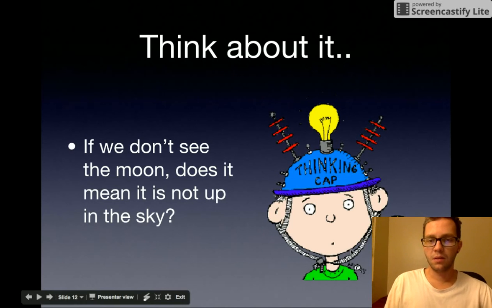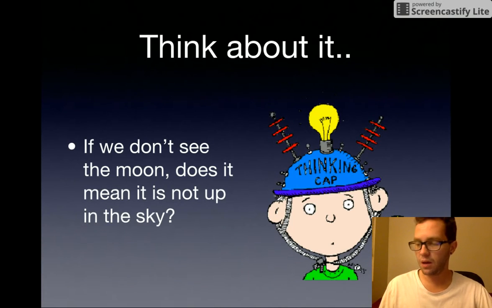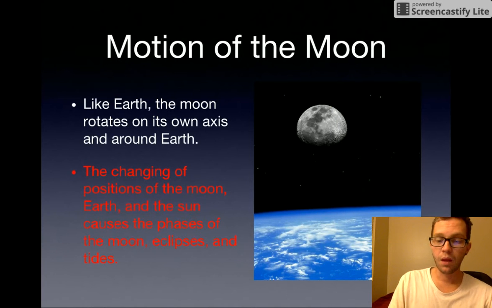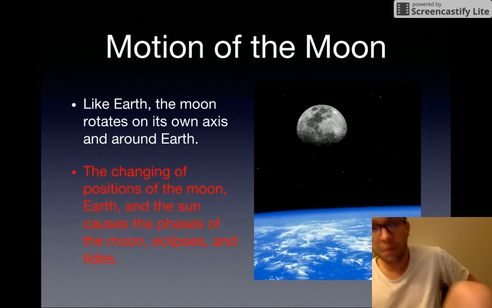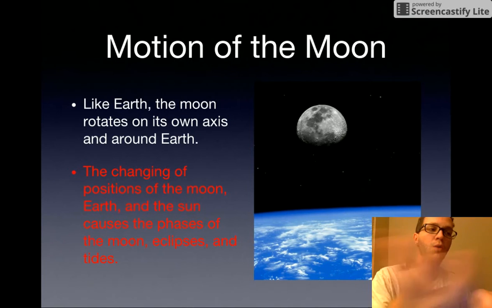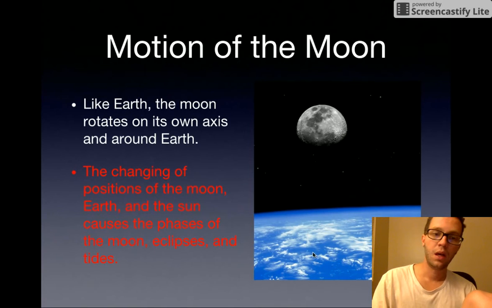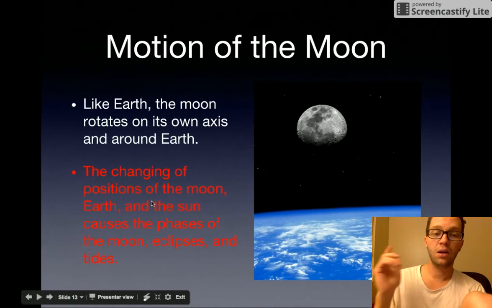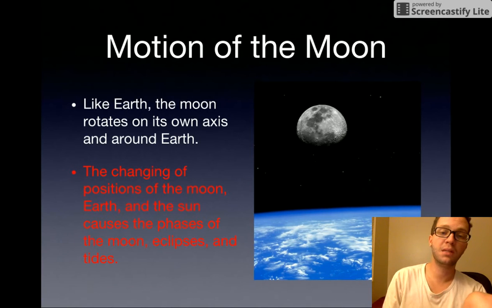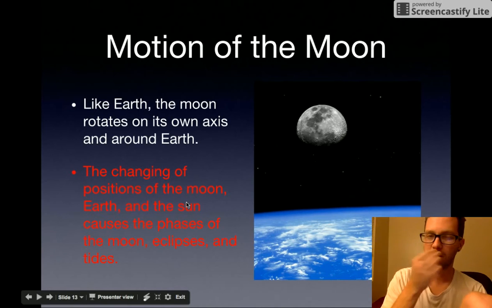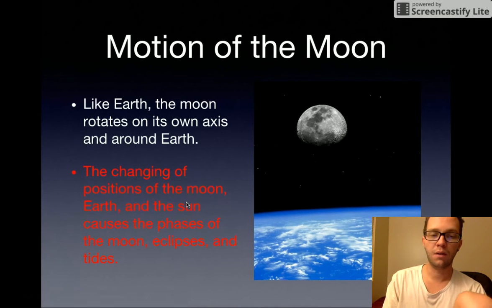So think about this. You don't have to write this down, but if you don't see the moon in the sky, does it mean it's not up there? Okay, so like the Earth, the moon is rotating on its own axis, and it's orbiting the Earth. And then the changing of positions of the moon, the Earth, and the sun causes the phases of the moon, the eclipses, and the tides. Okay, so this is the main idea that we're going to be talking about, but we're going to be talking about more details with every lesson.